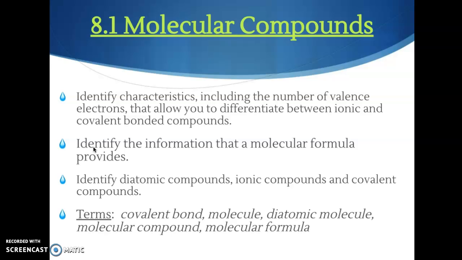The learning goals are to identify characteristics, including the number of valence electrons, that allow you to differentiate between ionic and covalent bonded compounds, identify the information that a molecular formula provides, and identify diatomic compounds, ionic compounds, and covalent compounds. The vocab terms that you need to know are covalent bond, molecule, diatomic molecule, molecular compound, and molecular formula.